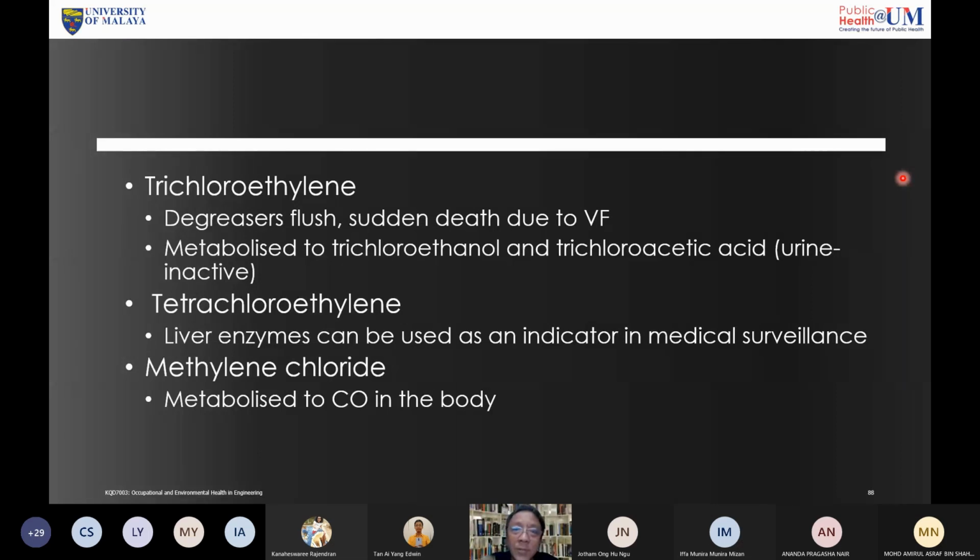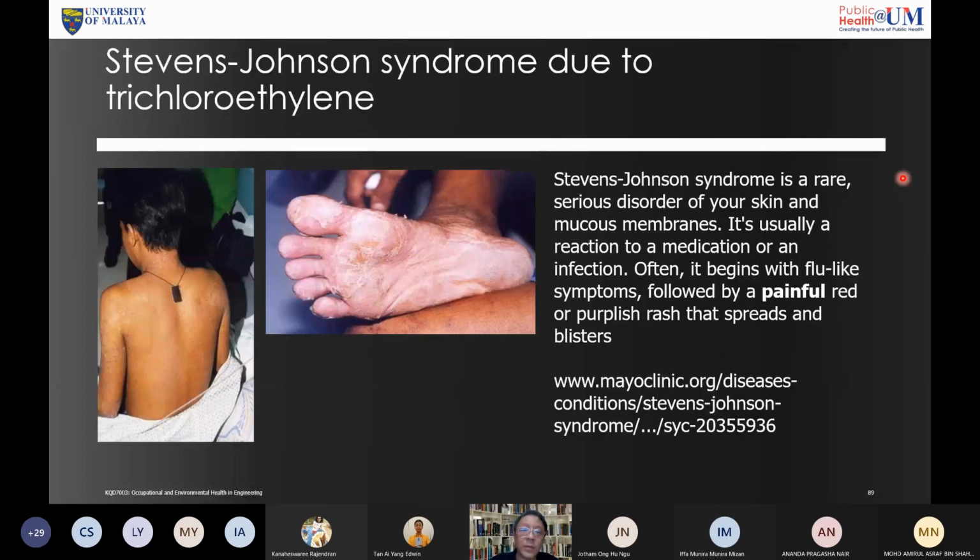So carbon monoxide has more affinity for your hemoglobin, so it binds to hemoglobin more readily compared to oxygen. Then you get basically hypoxia. So that's why the methylene chloride is metabolized to carbon monoxide in the body. It has more affinity for hemoglobin compared to oxygen, and it binds more securely compared to oxygen. So that's the effect of carbon monoxide. So it causes hypoxia.